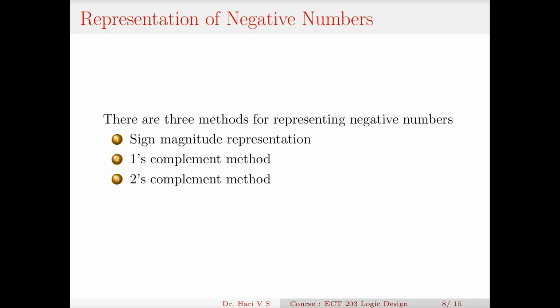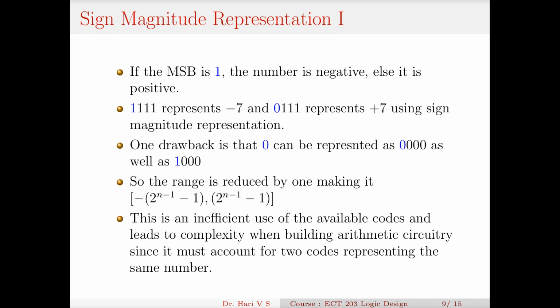So there are three ways in which you can represent negative numbers: the sign magnitude representation, which I just described, the 1's complement method, and the 2's complement method. In the sign magnitude representation, if the MSB is a 1, the number is negative. A 4-bit representation has a sign bit, the MSB, and then the remaining bits only, so it can represent all values from minus 7 to 7.